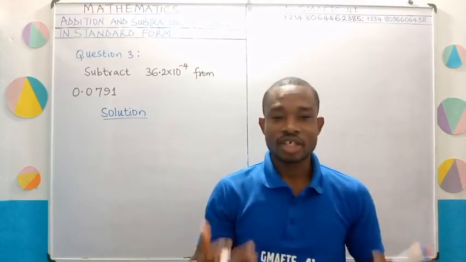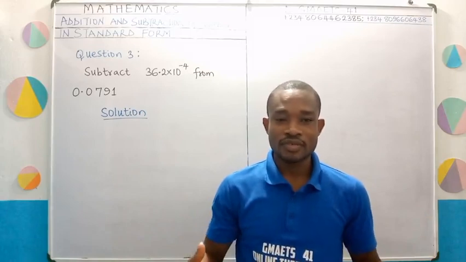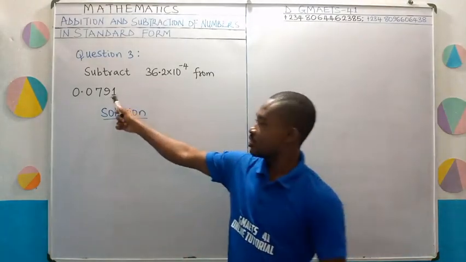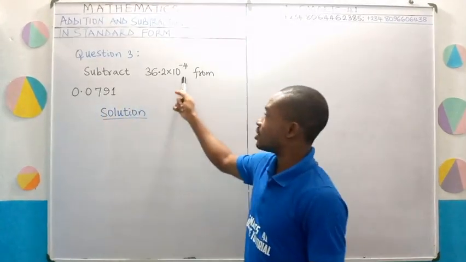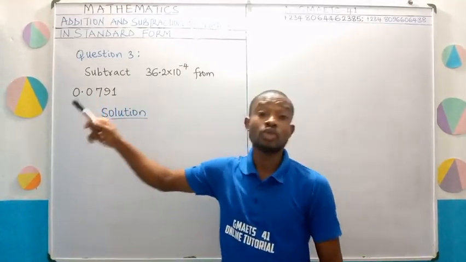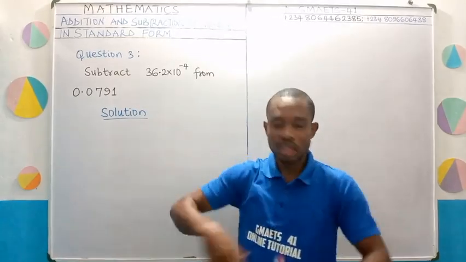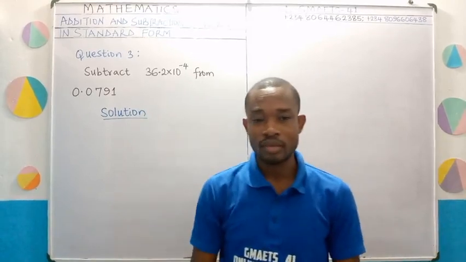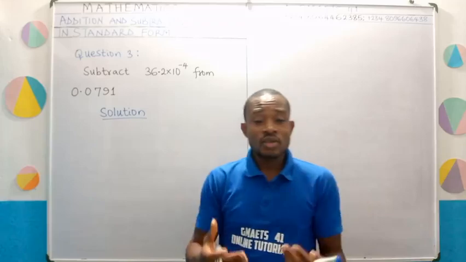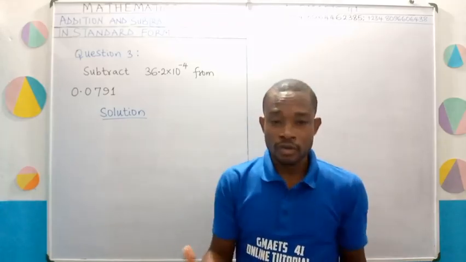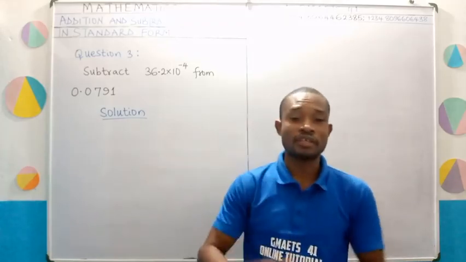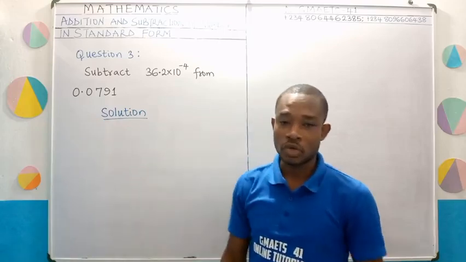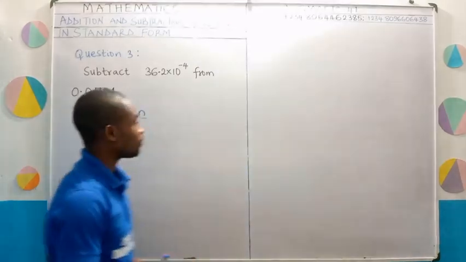Just like we said, make sure that the numbers you're dealing with have the same powers of 10. This is an ordinary number. This is a number in standard form, although not in basic standard form, okay? But it's generally in standard form because of this 10 raised to the power minus 4. Because my interest is for you to know how to solve addition and subtractions in standard form, I will change this ordinary form number to standard form. Then I will carry out the subtraction for you to see.